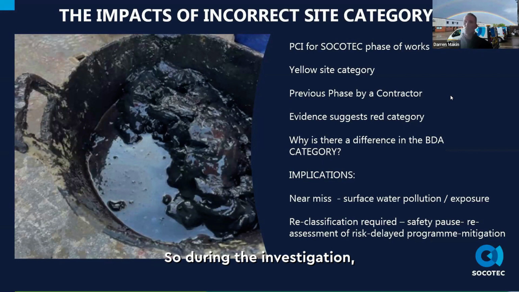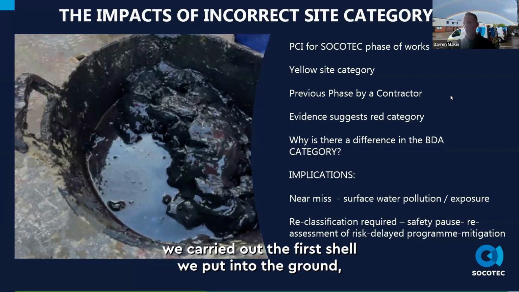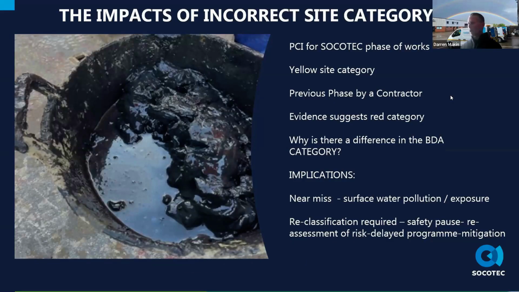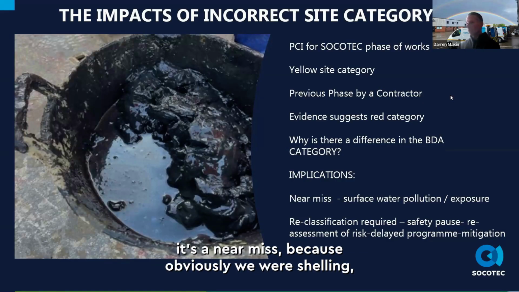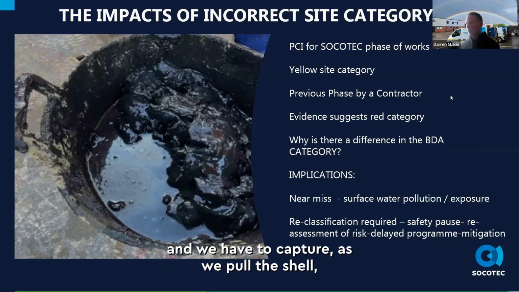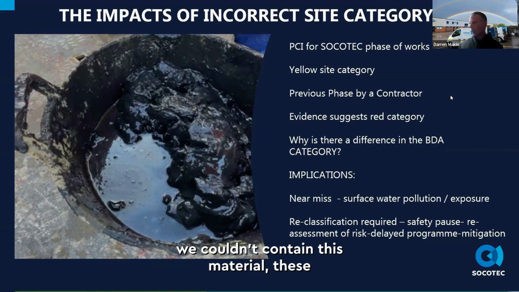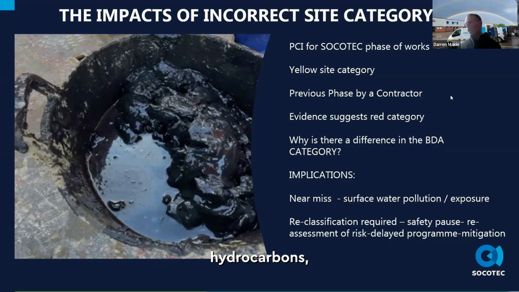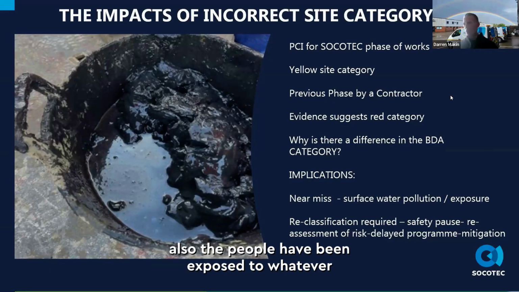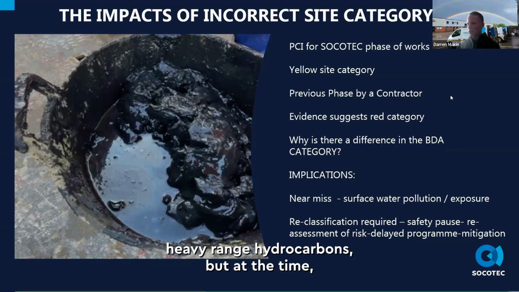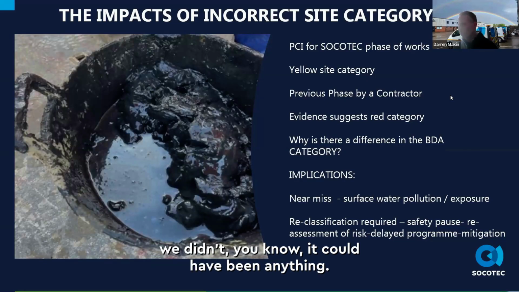So during the investigation, the first shell we put into the ground came out full of hydrocarbons, with strong odours, and we weren't prepared to deal with it. So we had to stop the site. It's a near miss, because we were shelling and have to capture as we pull the shell. Despite having some initial protection measures in place, there's potential that we couldn't contain these hydrocarbons, and people have been exposed to whatever was in this material. We know now it's heavy range hydrocarbons, but at the time it could have been anything.